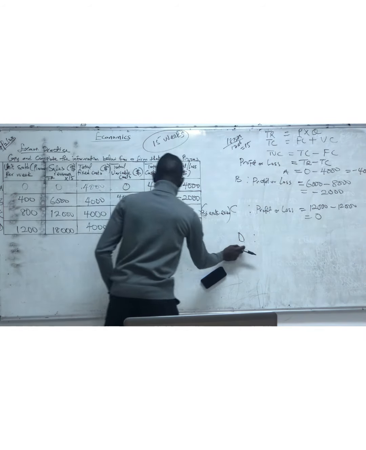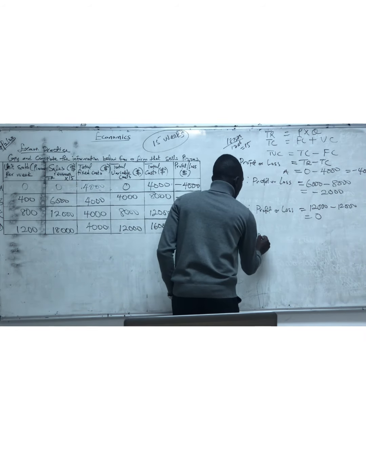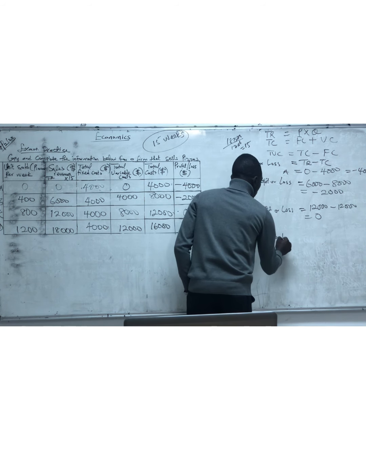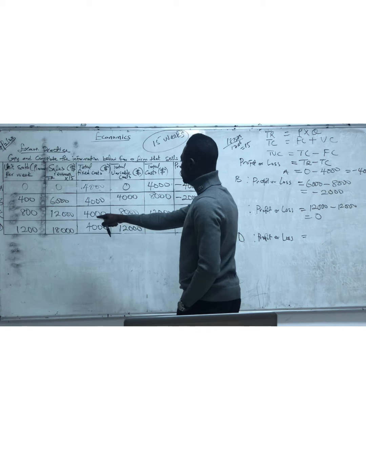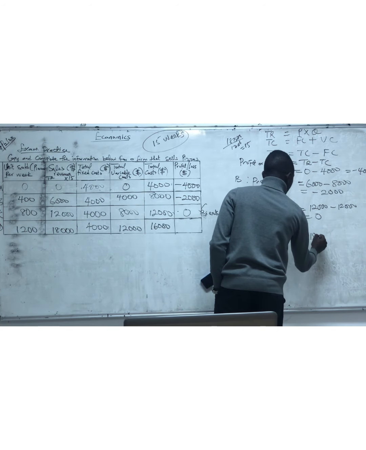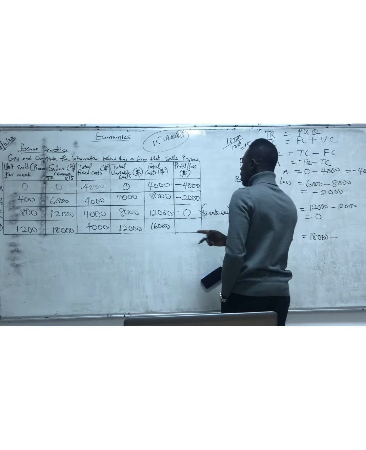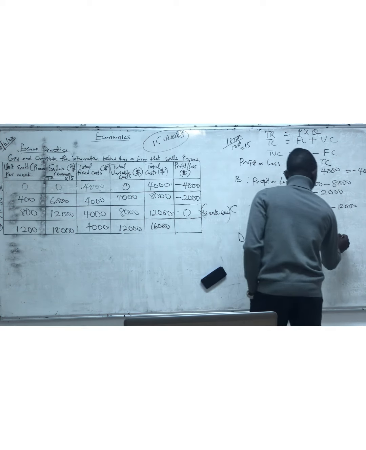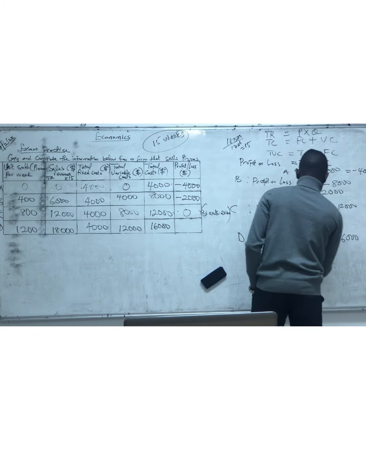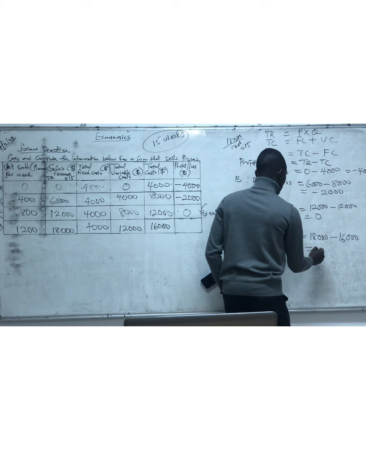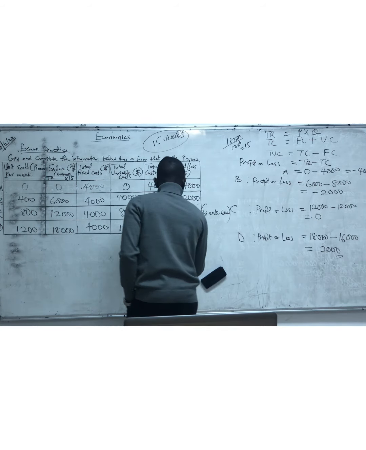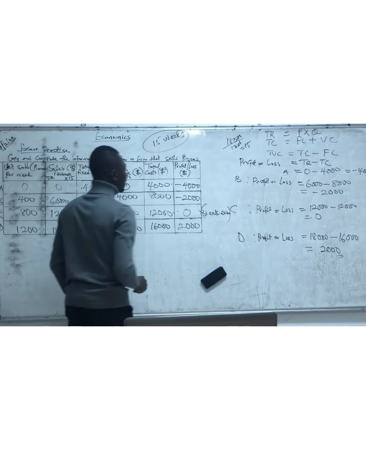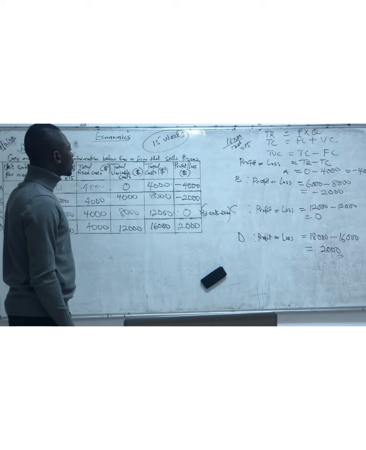So for D, the profit or loss equals total revenues 18,000 minus the total cost 16,000, which is 2,000. That's profit. Is it clear?